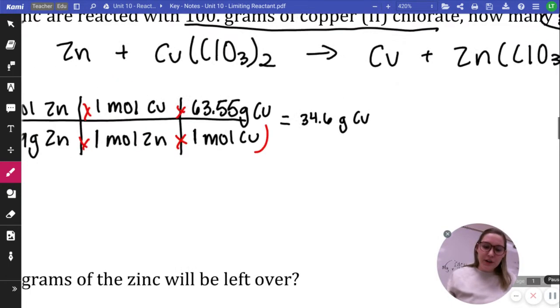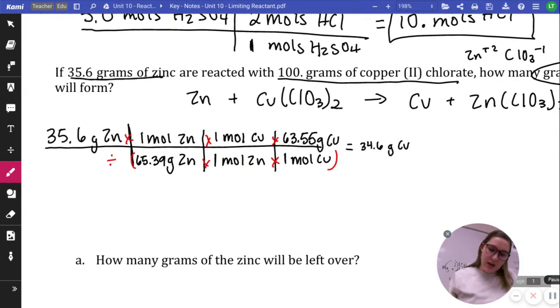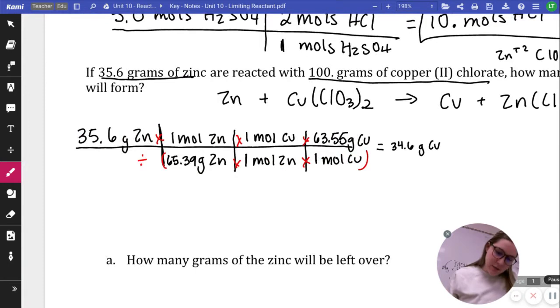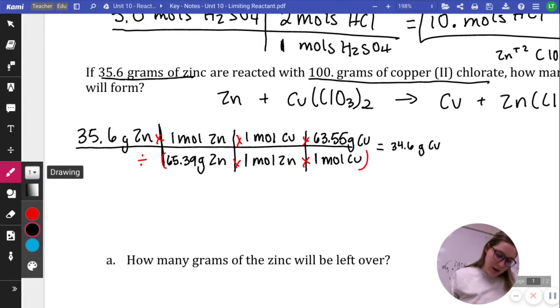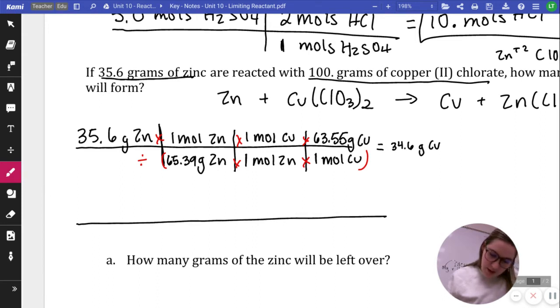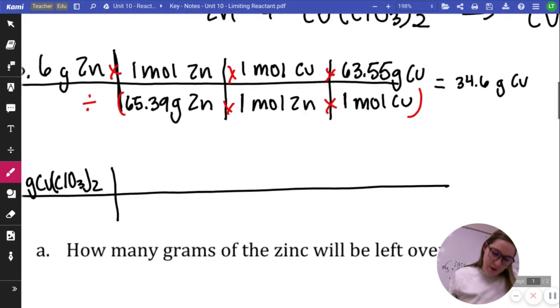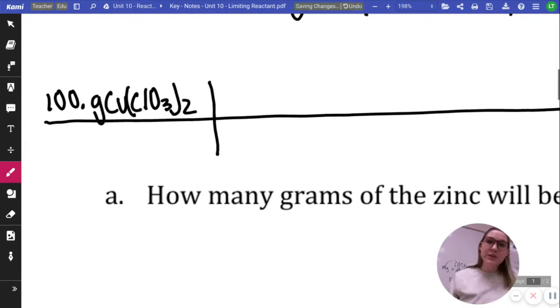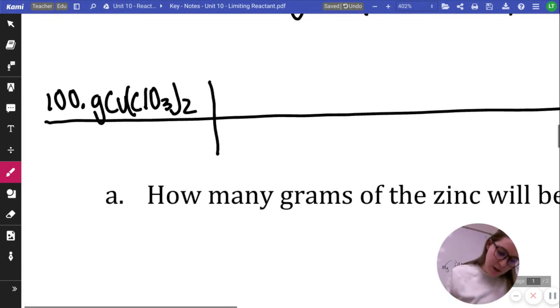Okay, now we're going to do it all again with our second given. And our second given is 100 grams of copper chlorate. So set up my thing, and I have 100 grams of copper chlorate. All right, so step 1, get to moles. I don't want grams of copper chlorate, so I'm going to go ahead and drop that low.